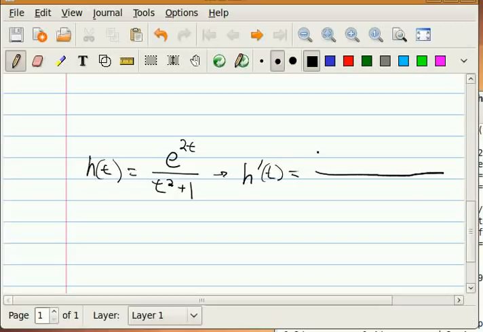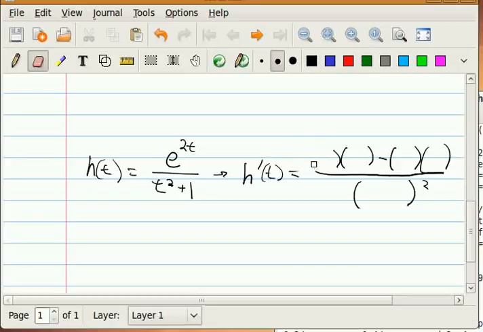well, we're going to set up the quotient rule, and if you remember the quotient rule, you multiply two things together and then subtract the product of two other things, and you divide by something squared. Okay, so what does the quotient rule say? It says, take the derivative of the numerator, and that's the hardest one to do. What is the derivative of e to the 2t?